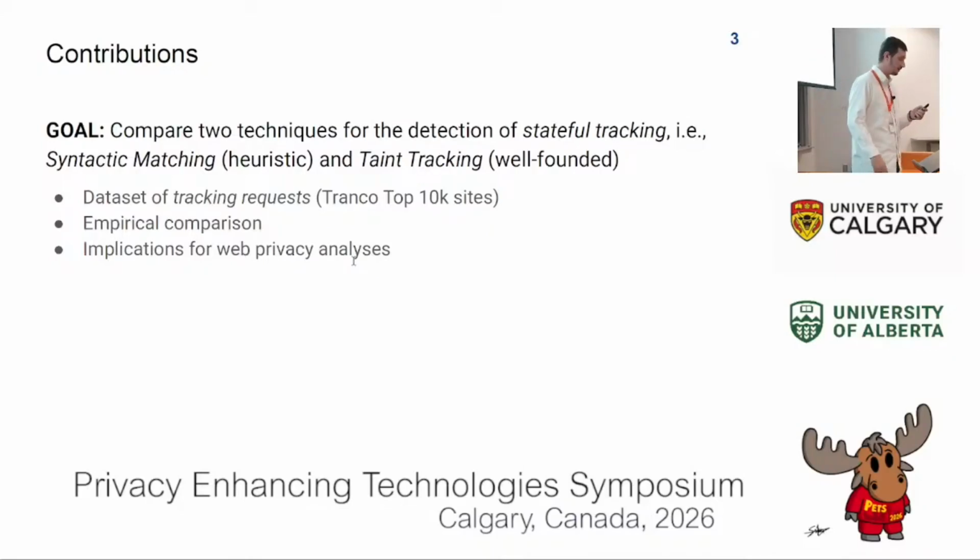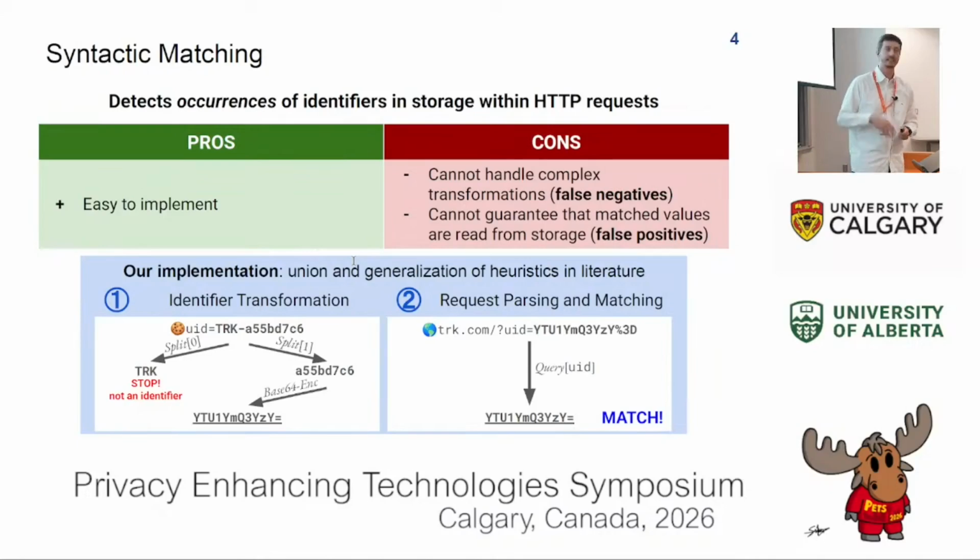So let's start from our protagonists. The first technique is syntactic matching, which detects occurrences of identifiers in storage within HTTP requests. As it is based on heuristics, it is easy to implement, but it cannot handle too complex transformations, leading to false negatives. And moreover, it cannot guarantee that matched values are effectively read from storage, leading to false positives.